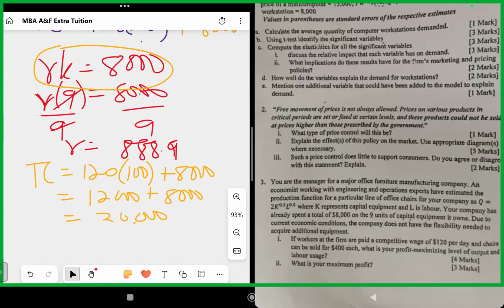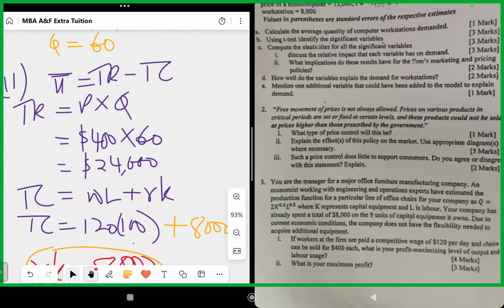That's the TC, right? Now, the solution in red is not relevant because whether we solve it or not, 8,000 is the total cost of the whole capital. Very good. So the 8,000 is there, and I've just included 8,000 in the equation. So my total cost now is 20,000.